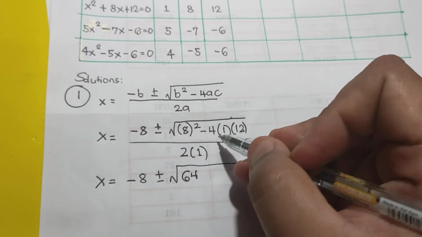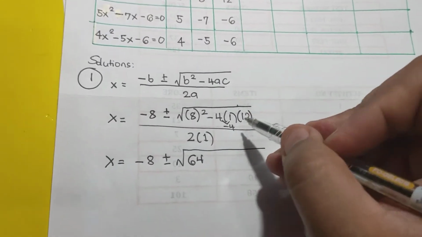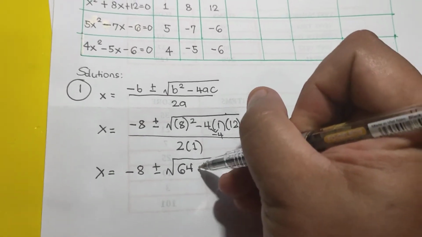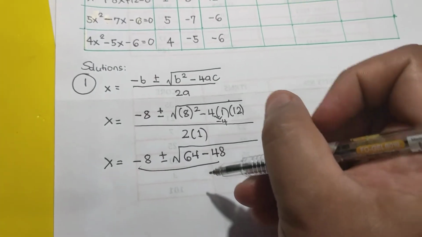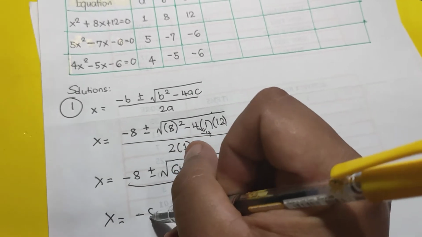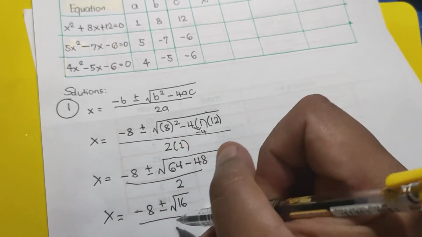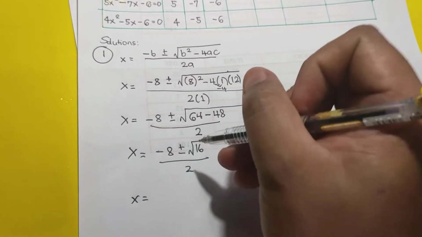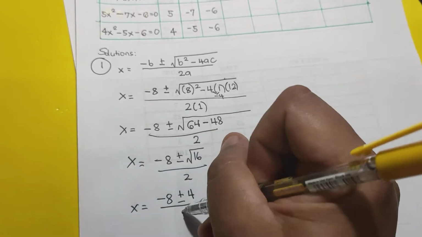So let us multiply this. So we have negative 4 times 1 is negative 4. So negative 4 times 12, what's the answer? Correct. So we have negative 48 over 2 times 1. 64 minus 48 is equal to, correct, 16 over 2. X is equal to, what is the square root of 16? So we have, correct, 4 over 2.